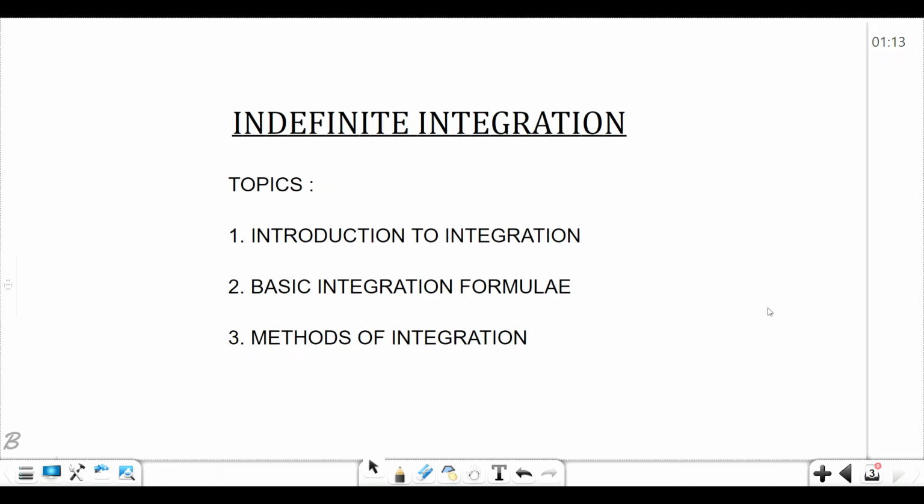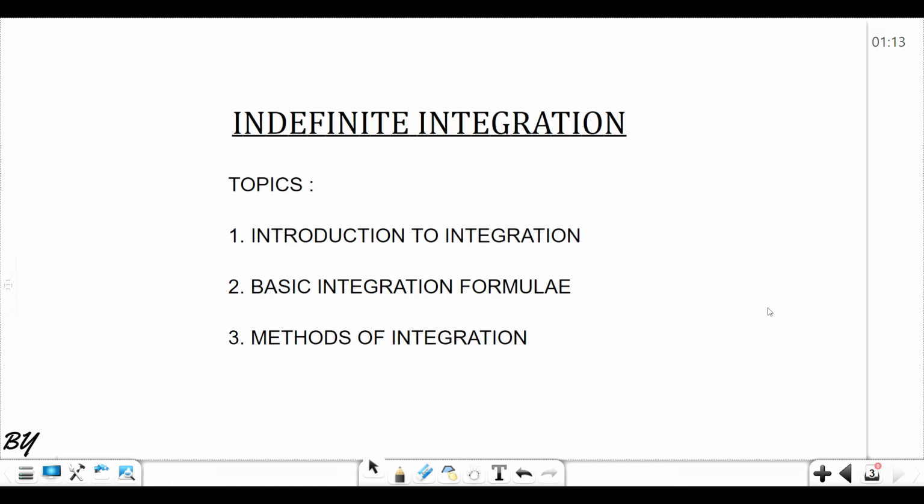Today we are going to discuss indefinite integration. This topic comes in 11th as well as 12th standard for commerce, science and arts students. This topic is very deeply explained in the standard 12th. So here we will be dealing with these topics in this chapter.